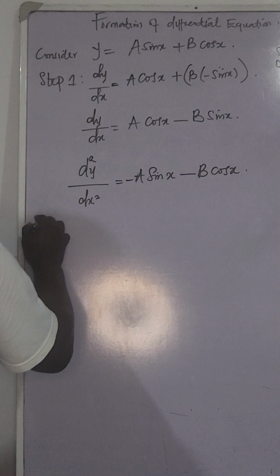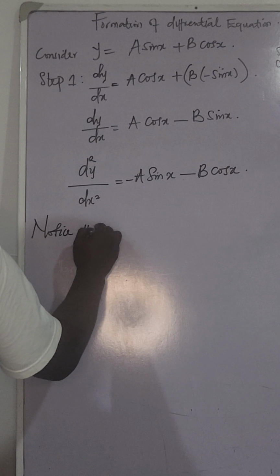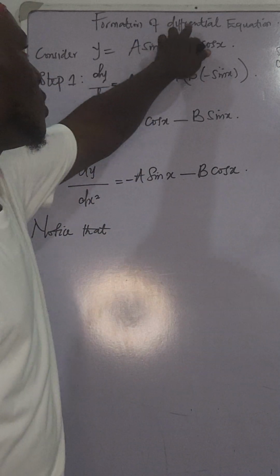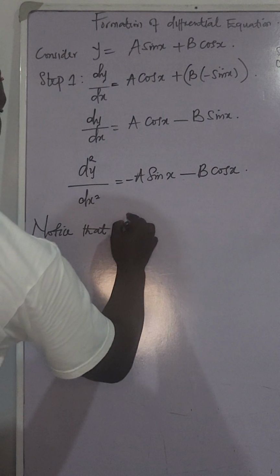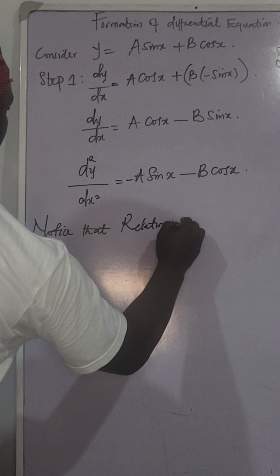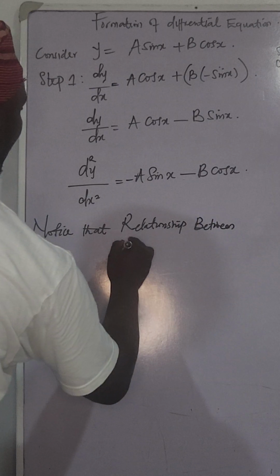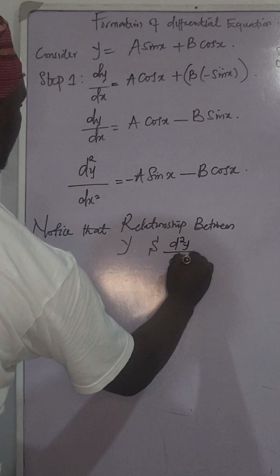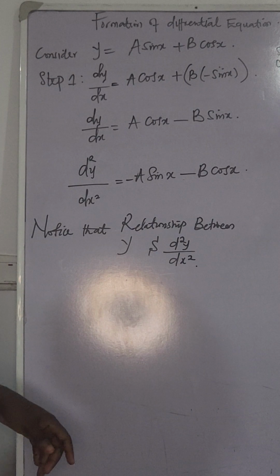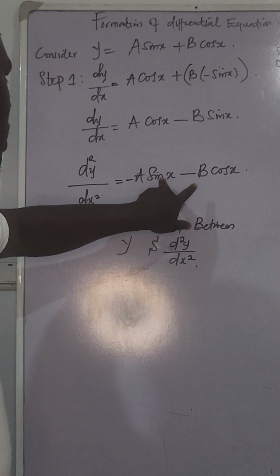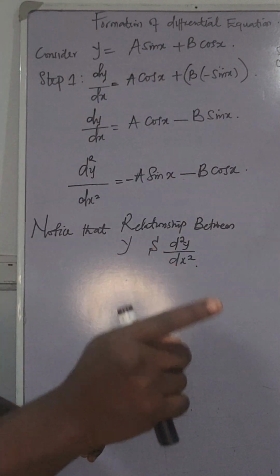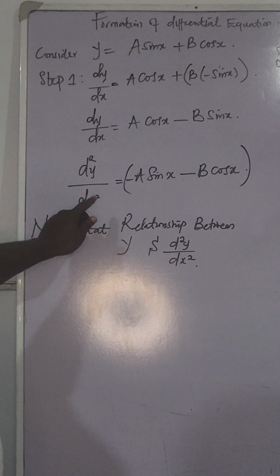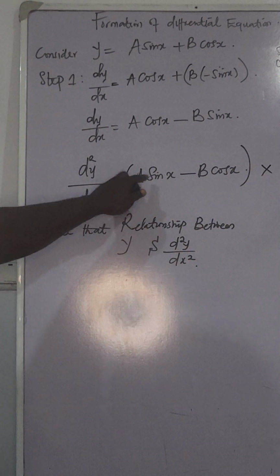Now, notice that we are treating the formation of ODEs. How are ordinary differential equations formed? Notice that there is a relationship between y and d²y/dx². Have you noticed? What's the relationship? If you multiply d²y/dx² through by a minus, you're going to have y back.